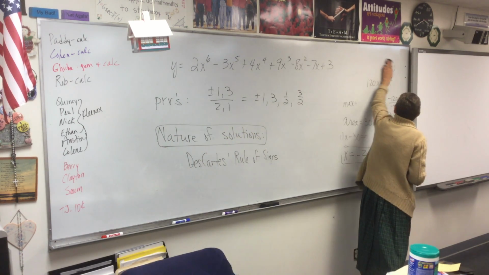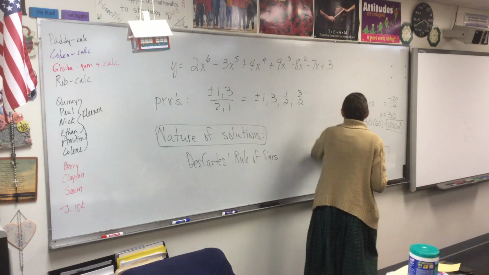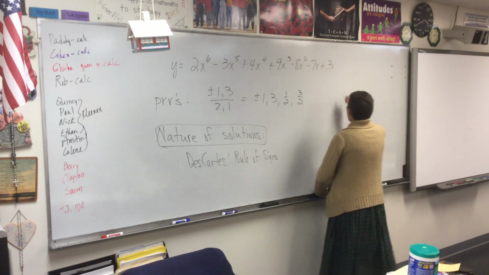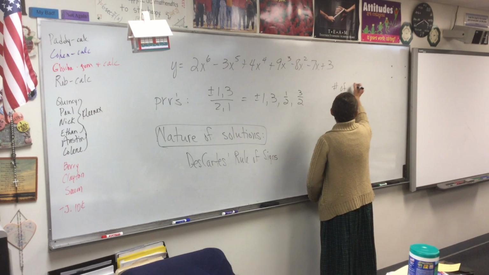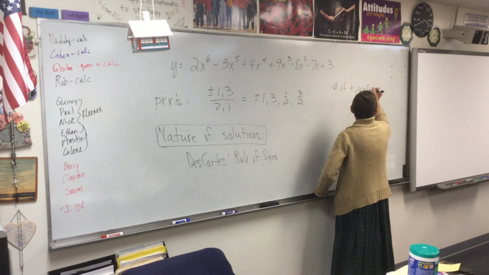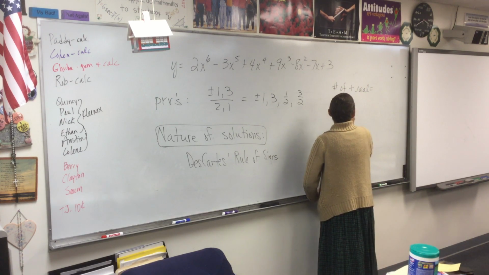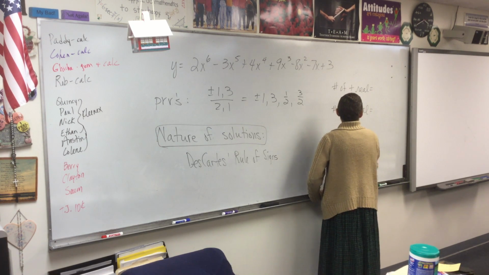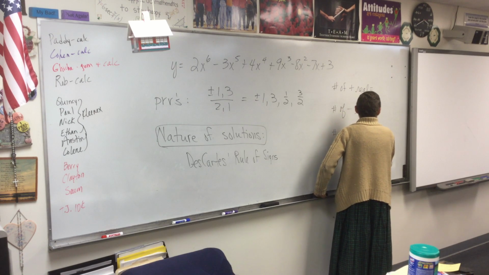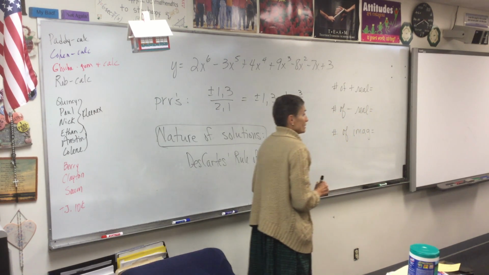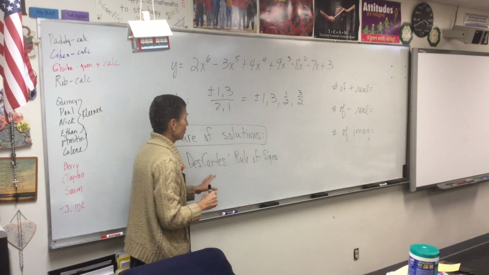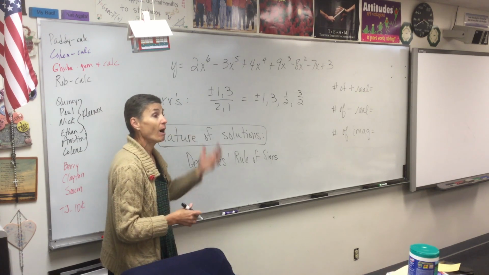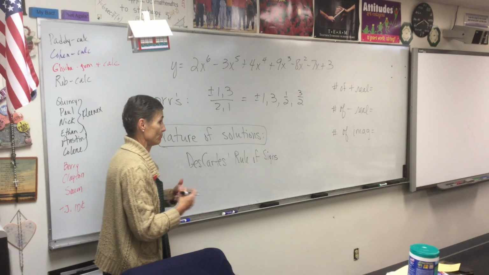The breakdown for Descartes is this. It will tell you how many, the number of positive real roots, the number of negative real roots, and the number of imaginary roots. So using Descartes' rule of signs, you will have a sense of how many positive roots there are, how many negative roots there are.